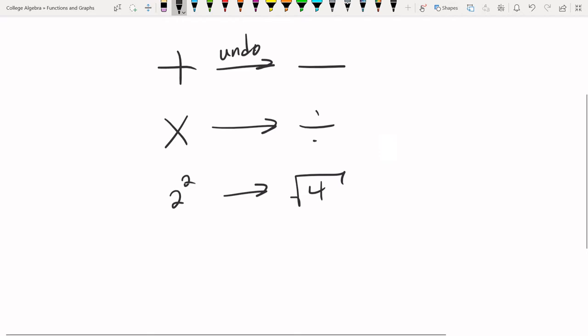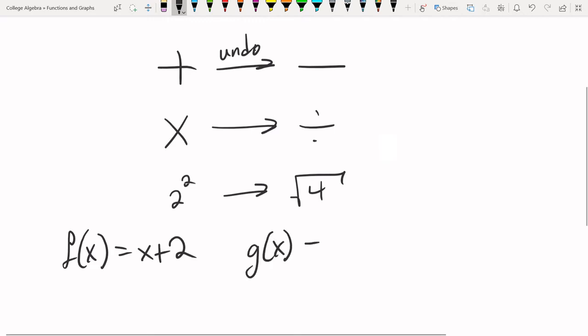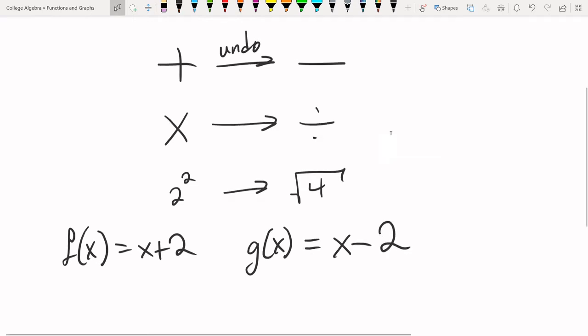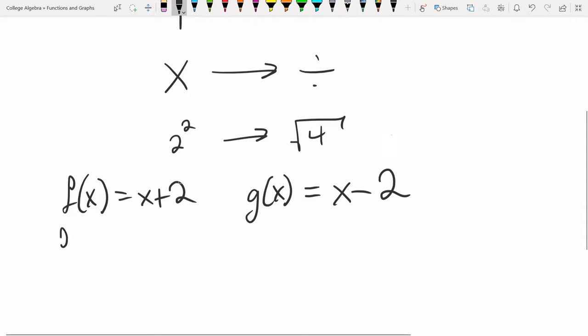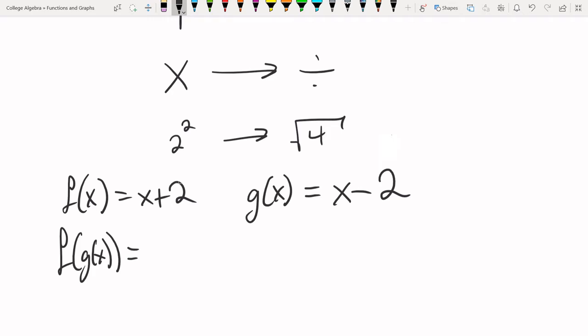If we take an addition function, say f of x equals x plus 2, then its inverse would be x minus 2. We can tell they are inverses by doing this. f of g of x, I'm plugging g of x into f of x. We have x plus 2, so x is going to be x minus 2 plus 2. We get x.